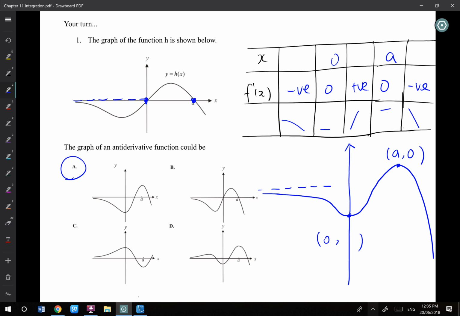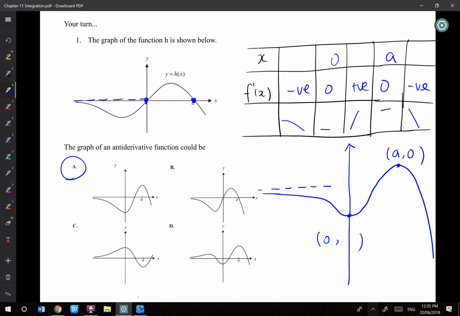Also, can you see there's a horizontal asymptote on that side? So on the same side, I should have a horizontal asymptote as well. It's not necessarily at y equals 0. It will be somewhere, I don't know where, but the asymptote definitely exists there. So I have a horizontal asymptote but still show a decreasing function. Then I have a minimum turning point at 0, something, and a maximum turning point at A, something. That's what the graph looks like.